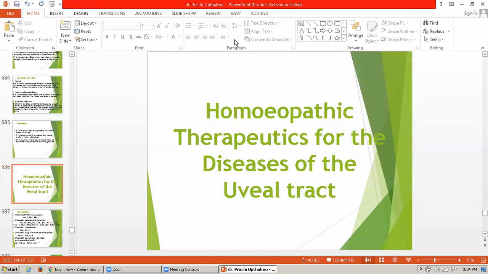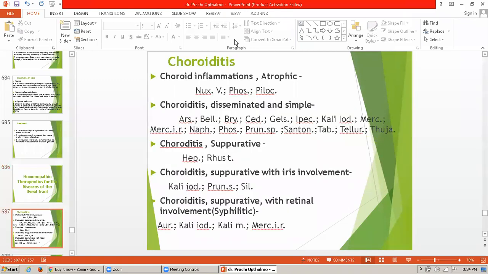Next topic is the homeopathic therapeutics for the diseases of the uveal tract. So, the homeopathic therapeutics for the diseases of the uveal tract contain, first one, choroiditis. Choroiditis is the inflammation of the choroid. In that, first one is atropine. For this, Nux vomica, Phosphorus and Pulsatilla are useful.